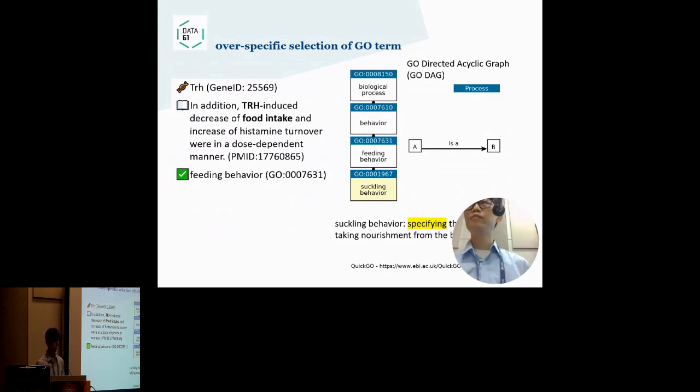So I am pulling out an example of an annotation on the left and a snapshot of the GO hierarchy, where the selected GO term, suckling behavior, is located, on the right. So we can clearly find that this GO term is too specific. The evidence does not specify that the intake of food is conducted by taking the nourishment from the breast. So a consistent annotation shall be made with a selection of a broader GO term, which shall be feeding behavior. So this example indicates a challenge that is commonly faced by human curators.